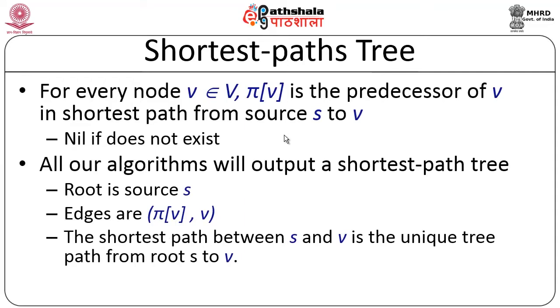Now, let us talk about what the shortest path tree is. For every node v belonging to the set V, pi of v is the predecessor of v in the shortest path from the source to vertex v, nil if such a predecessor does not exist. All algorithms will output a shortest path tree. The root is the source s of that particular tree, the edges are pi of v, where pi of v is, remember, the predecessor of v, and the shortest path between s and v is the unique tree path from the root s to the vertex v. So, this is the shortest path tree.